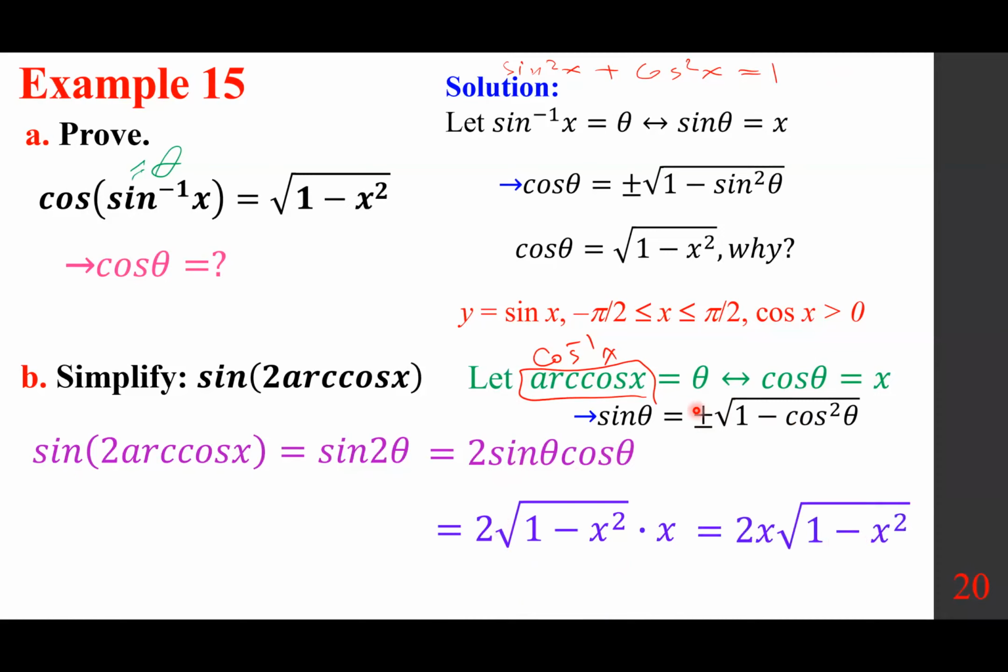Now the question is, why did we do that? There are two answers here. How come we chose the positive one? The same thing that we explained here. Cosine function is not a one-to-one function unless we do the restriction. And the restriction is from 0 to pi. So that gives us the first and the second quadrant. In the first and second quadrant, sine is positive, and that's why you choose the positive of the two.